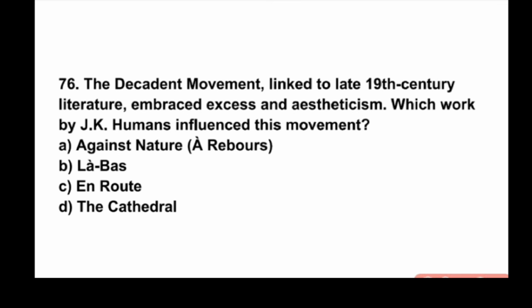The decadent movement, linked to late 19th century literature, embraced excess and aestheticism. Which work by J.K. Huysmans influenced this movement? Option A, Against Nature, or A Rebours, in 1884. Celebrated sensory excess, influenced decadent writers like Wilde.